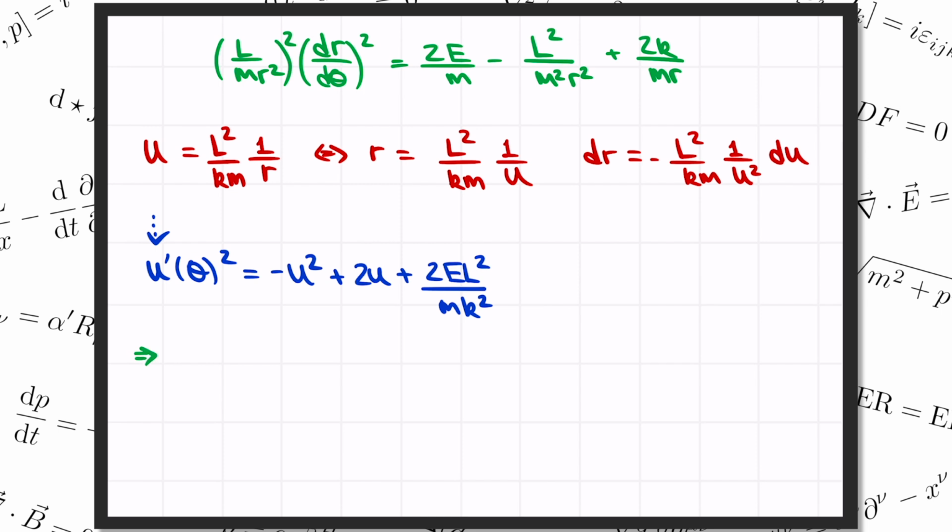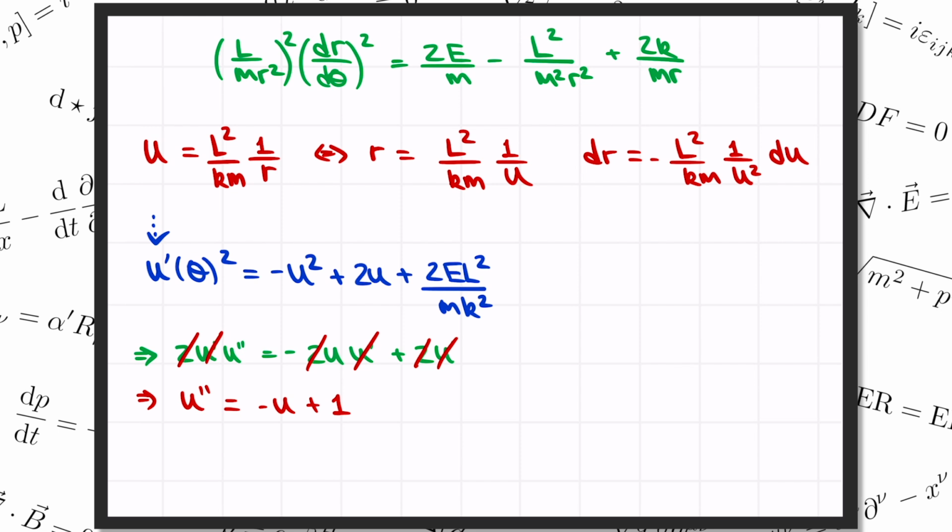Because if we do that, we'll get 2u prime times u double prime on the left equals minus 2u u prime plus 2u prime on the right. And now we can cross out those factors of 2 and the factors of u prime, and we get a really simple equation for u double prime. It's u double prime equals minus u plus 1.